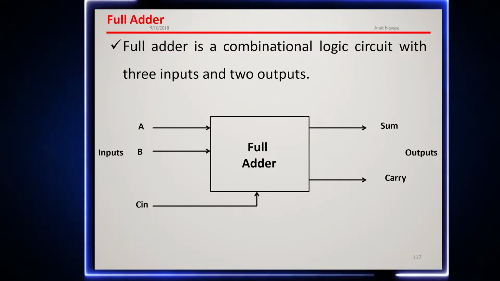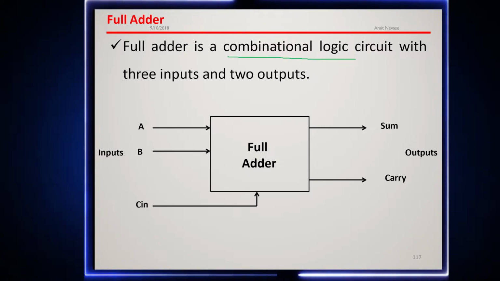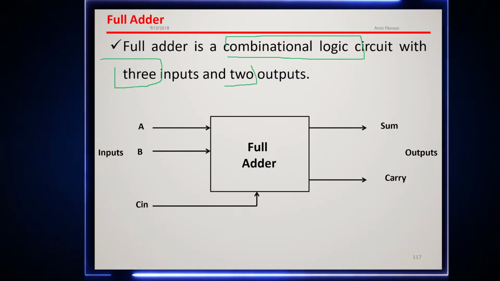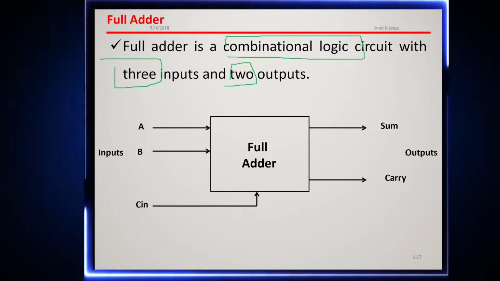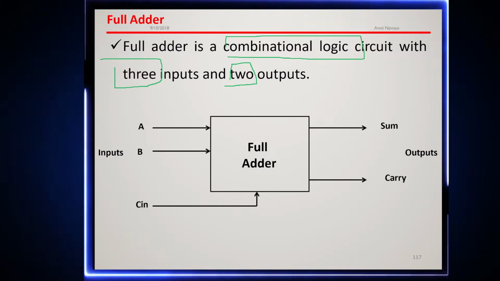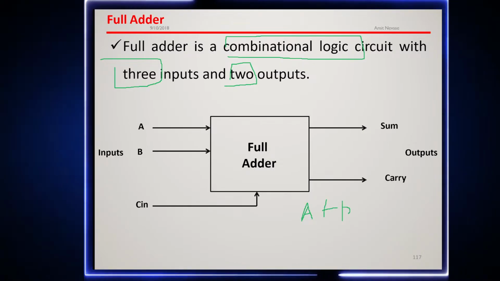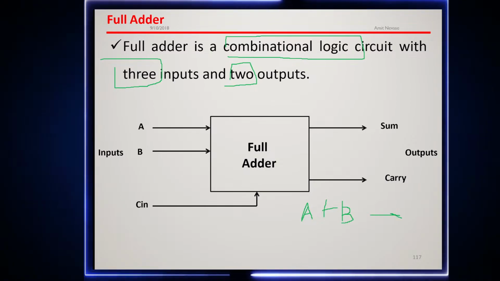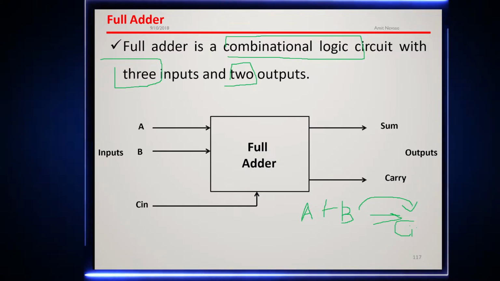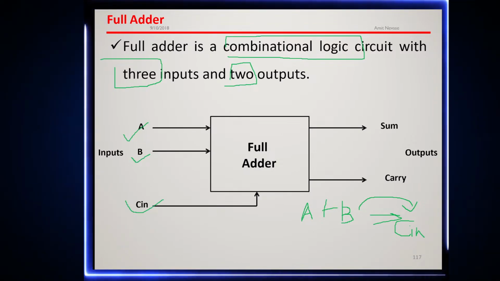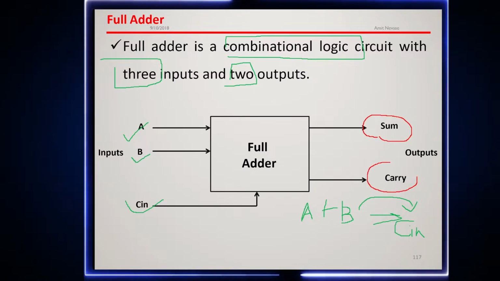Right, so let's see. Basically a full adder is nothing but a combinational logic circuit which has three inputs and two outputs. Now obviously it's an adder, right? So whenever you add two numbers, you would have the first number as A, the second number as B, and if there is a carry that has been generated, you need to add it. So you have one more input, that is C in, nothing but carry input. So you can see over here, these are the three inputs and we have two outputs. The two outputs are nothing but the sum and the carry.